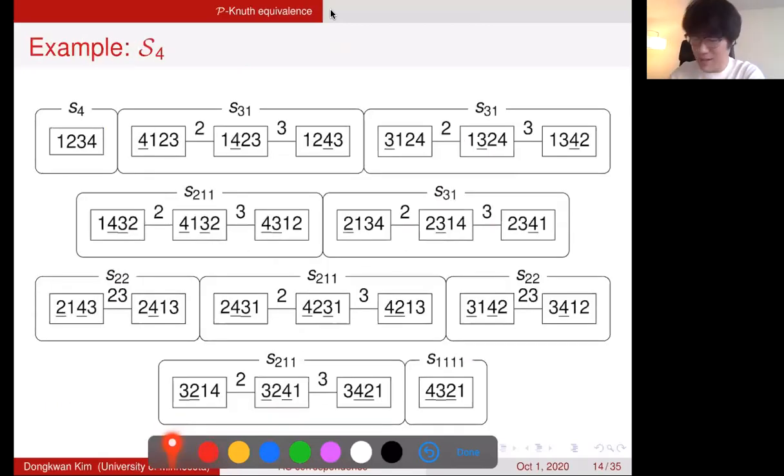So this is the decomposition of S4 into Knuth equivalence classes. You see that each part gives you exactly one Schur function. And this bar gives you where the descents are. So you have the two bars here, it means that you have these two descents, here and here.